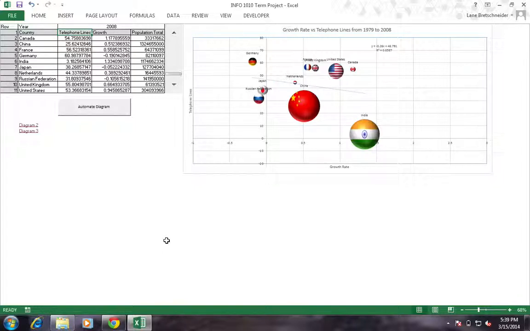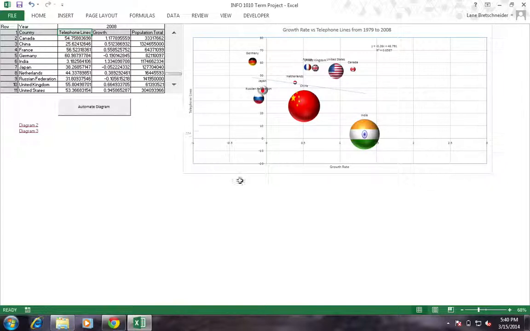So here in this project there are three diagrams, and these diagrams show the relationship between three variables over the course of 30 years with these 10 countries. So one variable is population total, and that's going to be a variable throughout all three of the diagrams. And population total will always be shown by the size of these bubbles in the diagram.